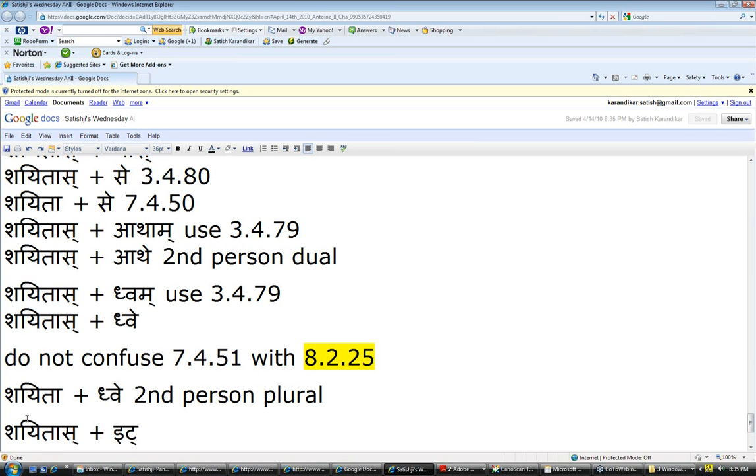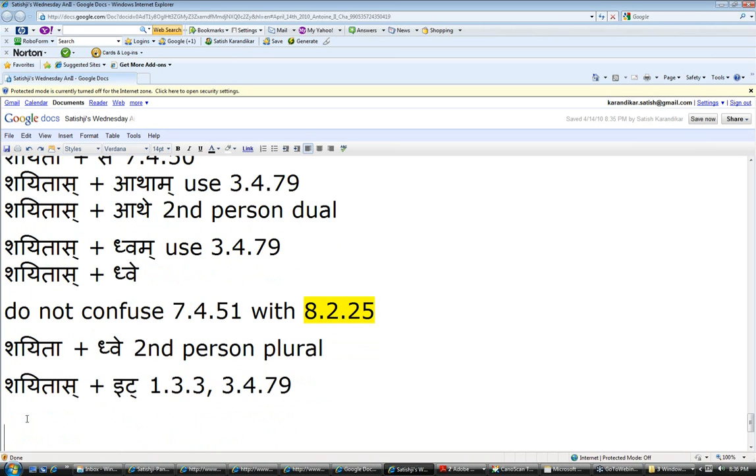This is a pratyaya. So Shayitas plus it, halantyam, and then again apply 3-4-79, Tita atmanepadanam tere. Remove the halantyam, 3-4-79, and make it a. So Shayitas plus a. That's what we have now, Shayitas plus a.